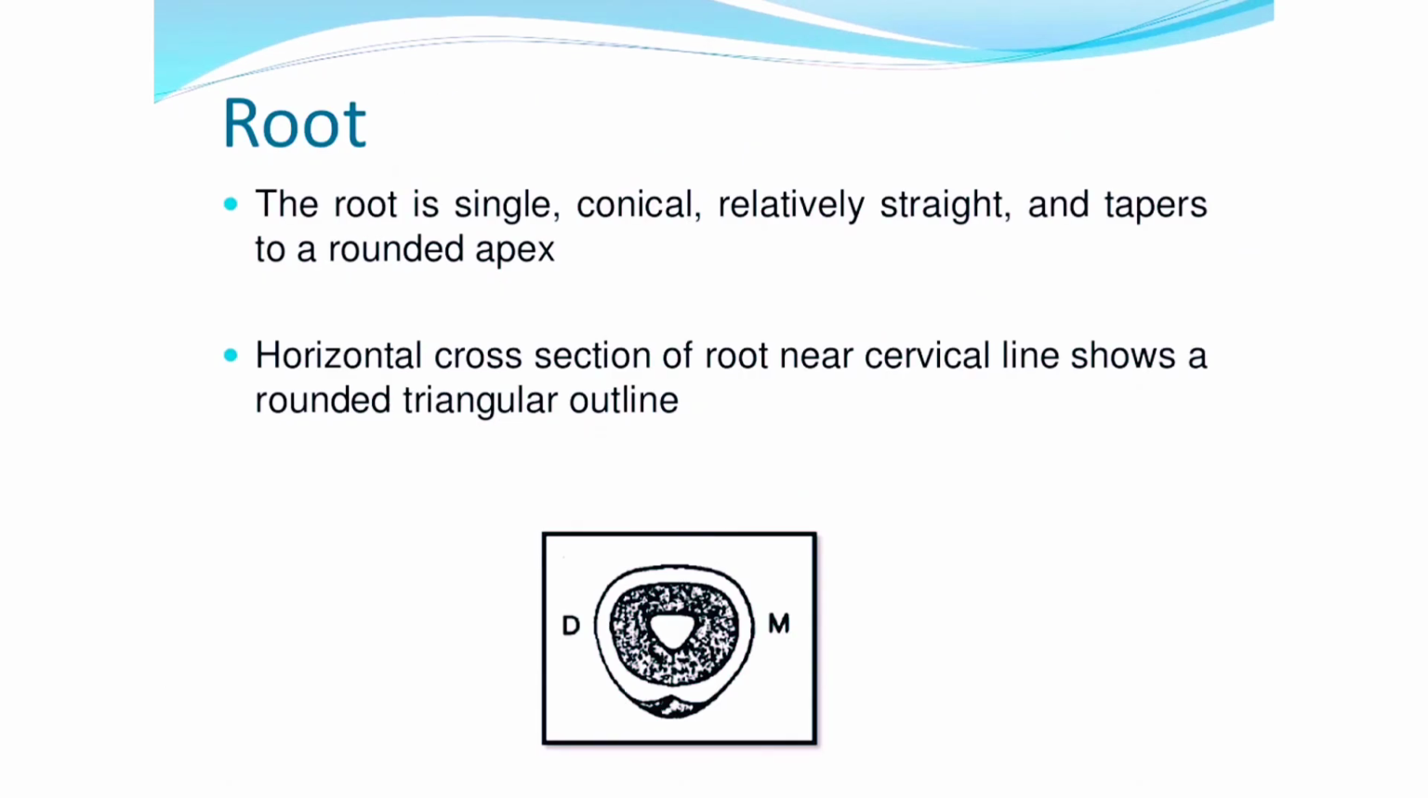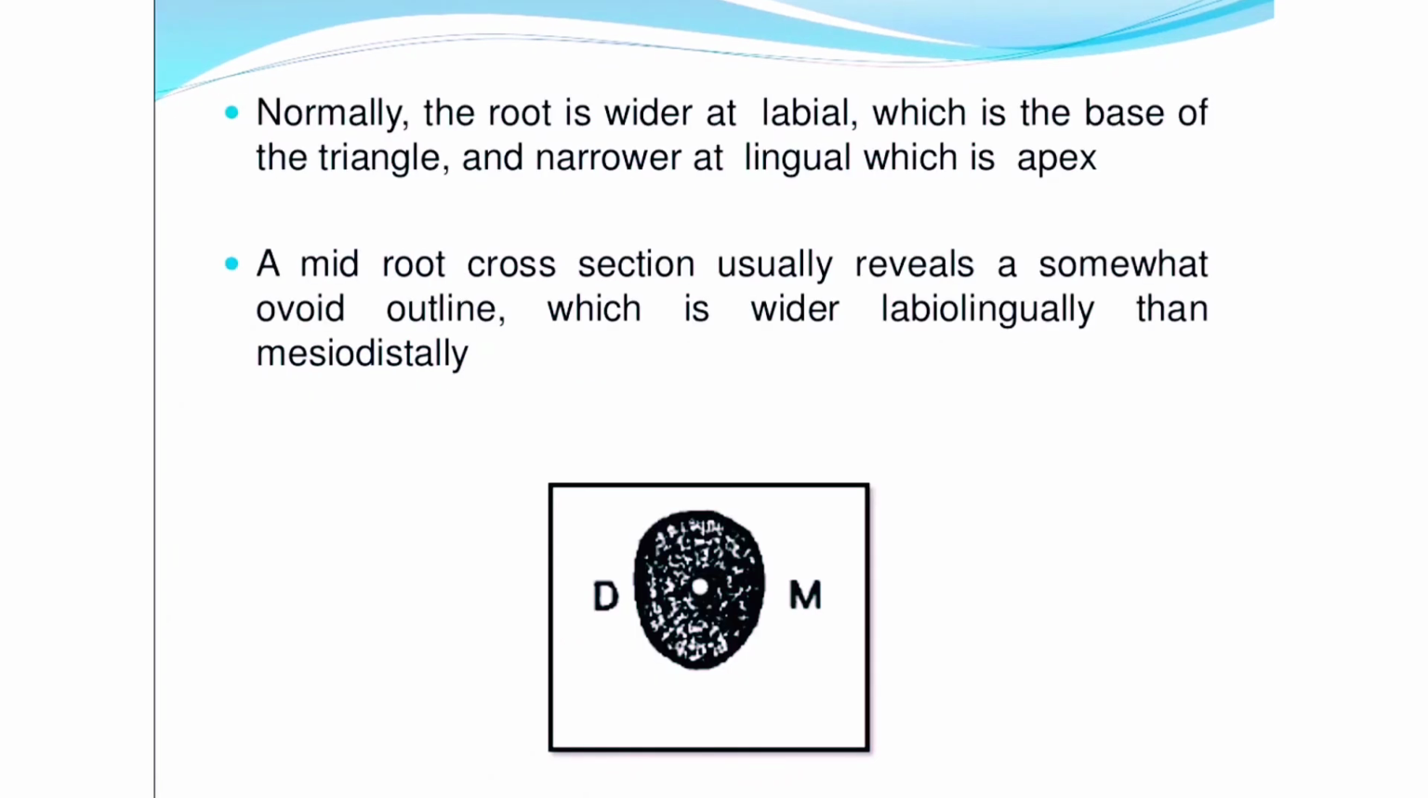Root. The root is single, conical, relatively straight, and tapers to a rounded apex. A horizontal cross-section of the root near the cervical line shows a rounded triangular outline. Normally, the root is wider at the labial, which is the base of the triangle, and narrower at the lingual, which is the apex. A mid-root cross-section usually reveals a somewhat ovoid outline, which is wider labiolingually than mesiodistally.